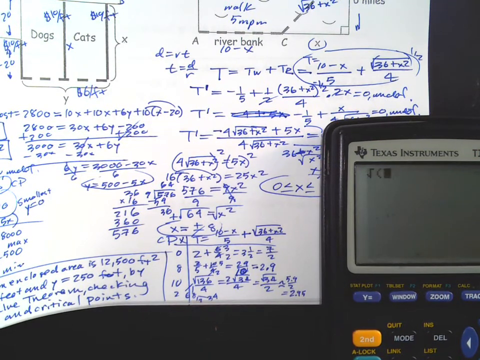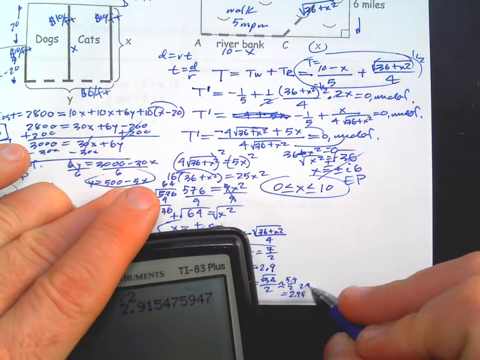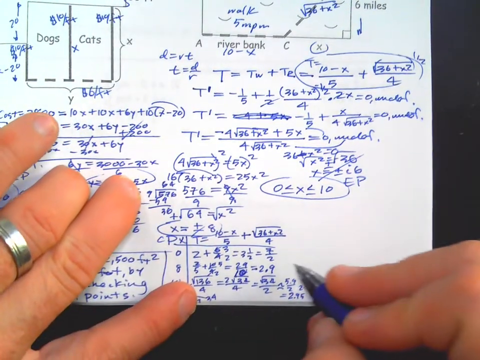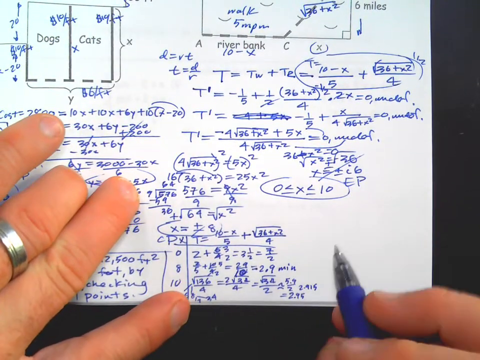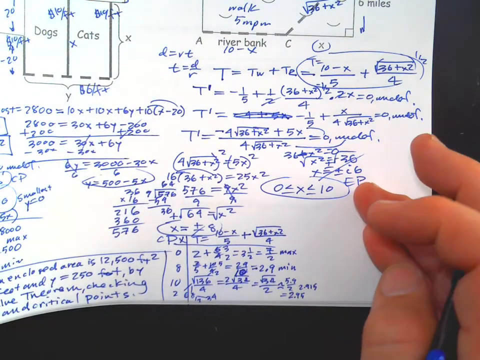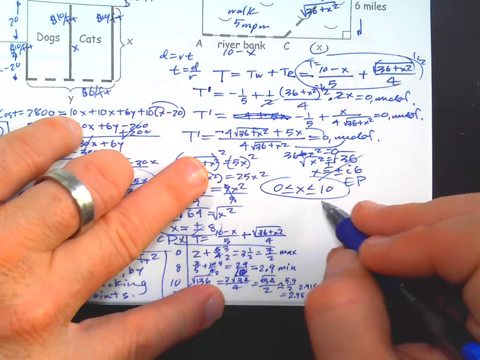Square root of 34 divided by 2 is even closer than I thought, 2.915. Okay, so this is our min barely. This is our max. So we're going to say the answer is find the value of x minimizing the trip.